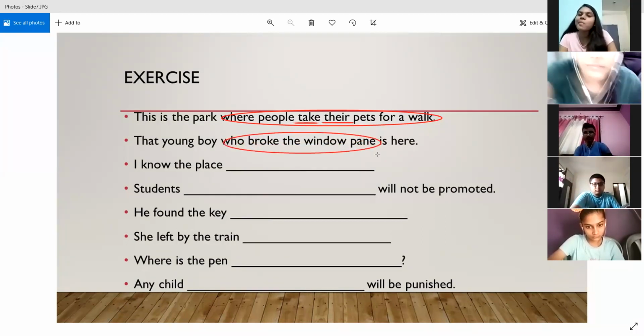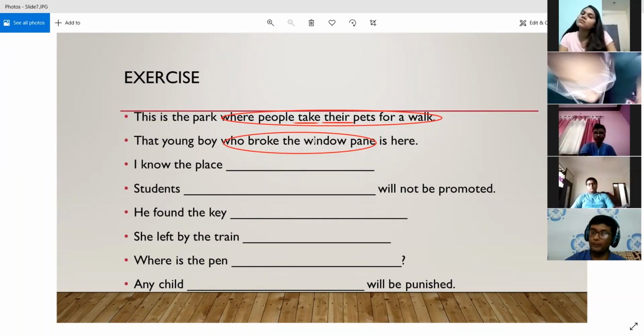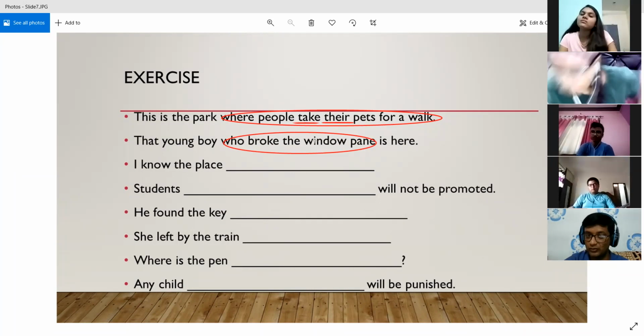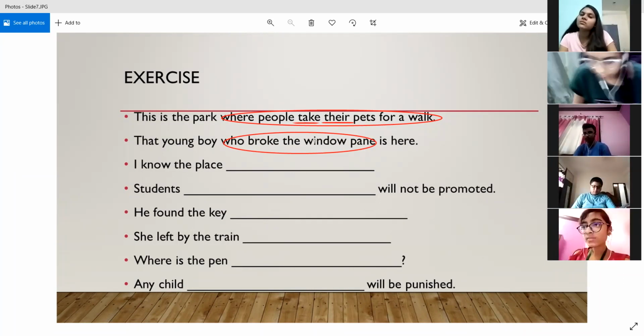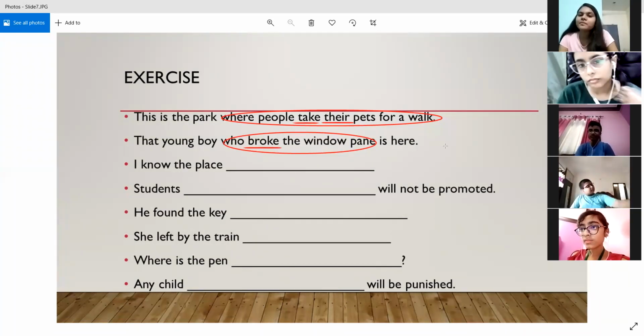It is telling us who that young boy is, right? So it is giving some extra information about that young boy. Which boy is over here? That boy who broke the window pane, right? So this is acting as an adjective, giving some extra information about the young boy. And tell me the verb part. So broke. Yes, who broke the window. Broke is the verb.